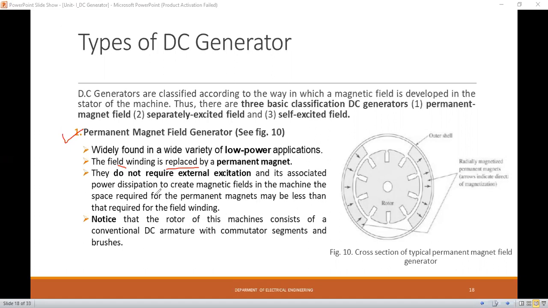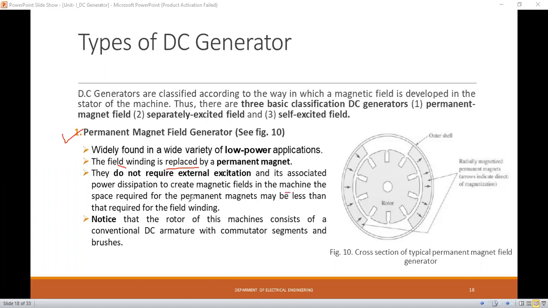That means हे जे काही natural magnet असतील किंवा permanent magnet असतील, it does not require the external excitation to produce a flux or to create a magnetic field, because it is a permanent magnet or it may be a natural magnet, and it avoids the power dissipation associated with creating the magnetic field.